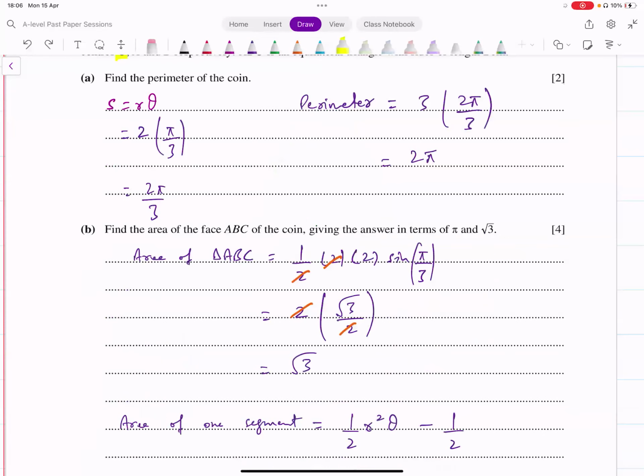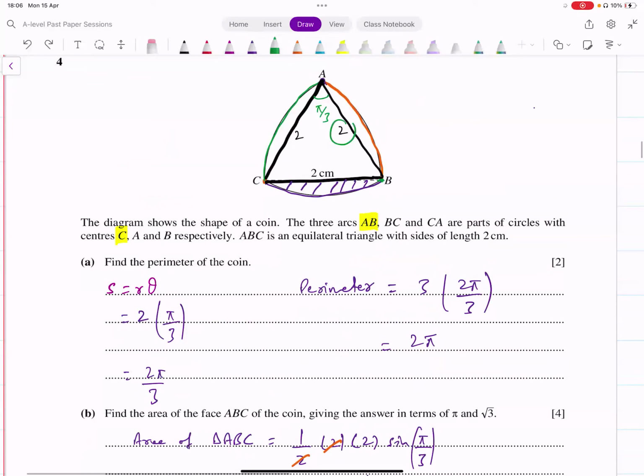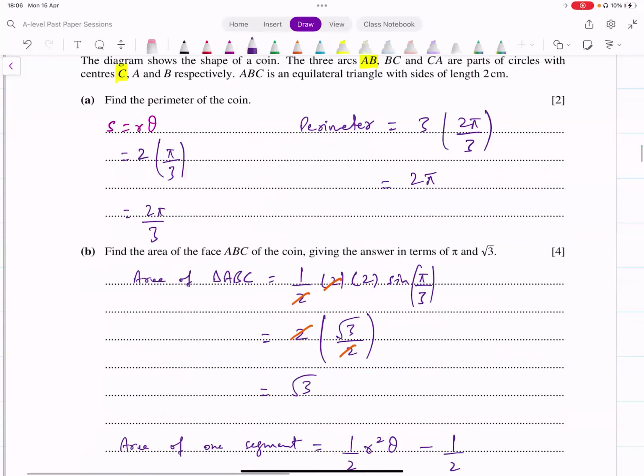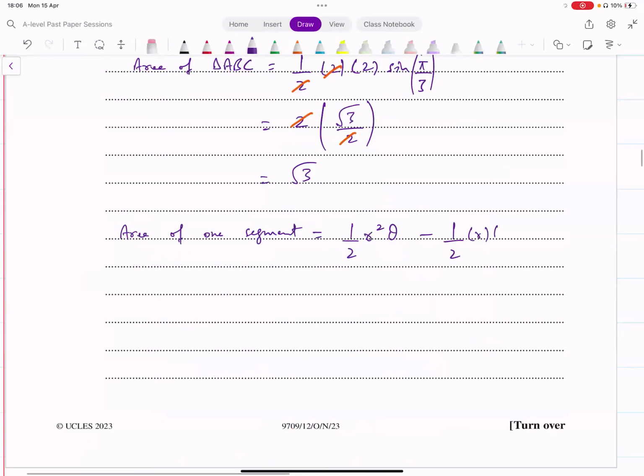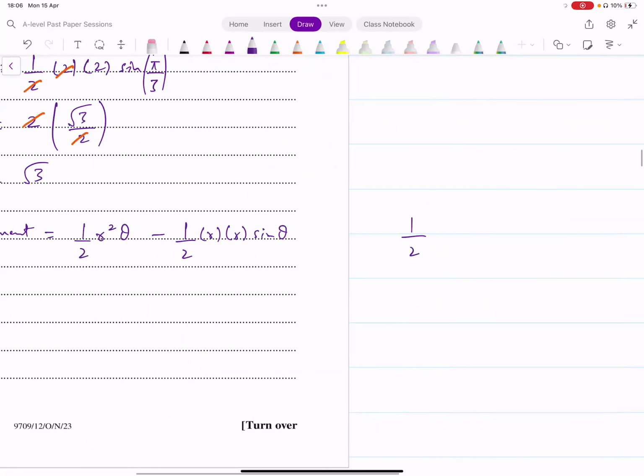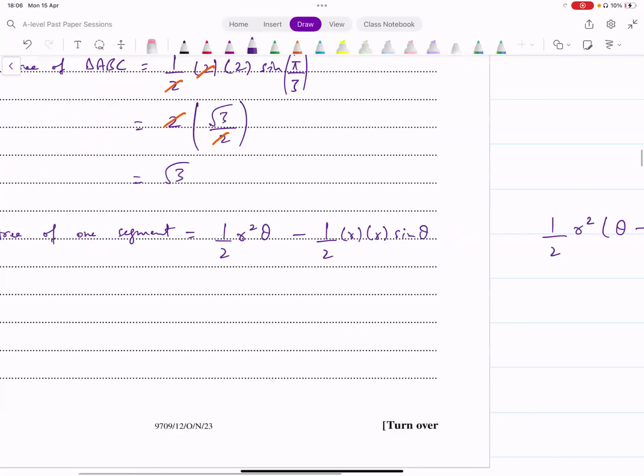we can call these lengths the radii, right? Both of them are 2. So it'll be half into r into sine of theta. So it becomes half r squared into theta minus sine theta, right? So you can remember this for later. For area of segment, you can use this formula directly, right? It comes from sector minus triangle.